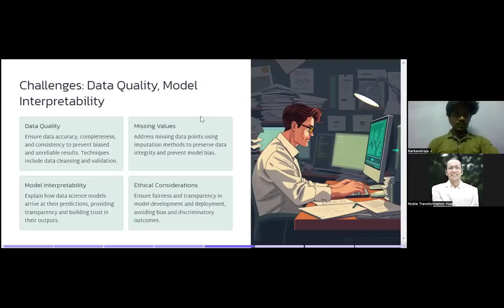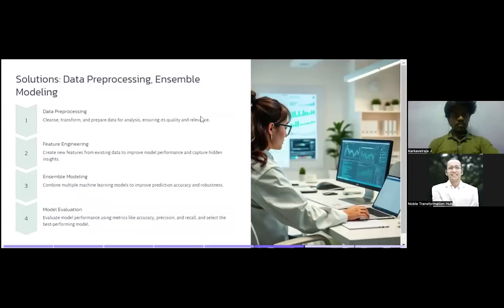Yes, sure, sir. So moving on. What are the solutions for this? First is data pre-processing, as sir has said. Whenever there is a problem, just go back to the first step, data preparation, that is data pre-processing. And then ensemble models.